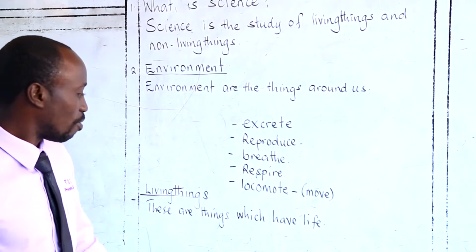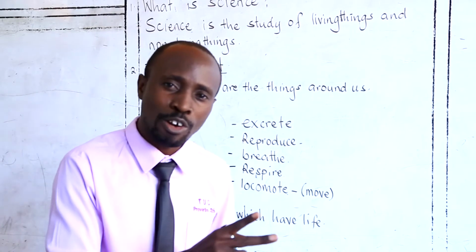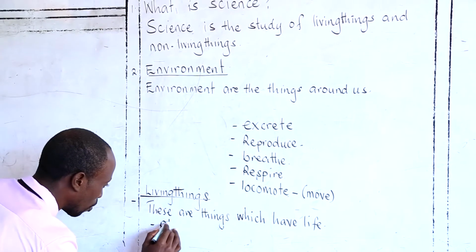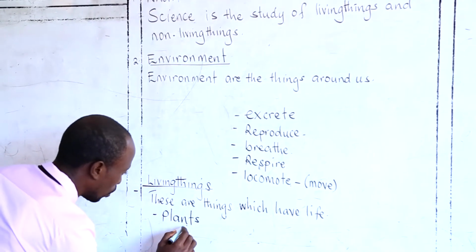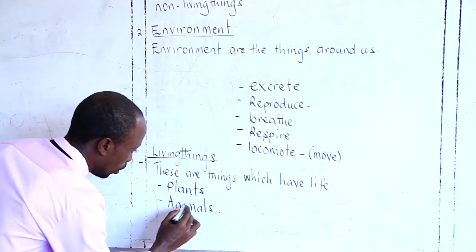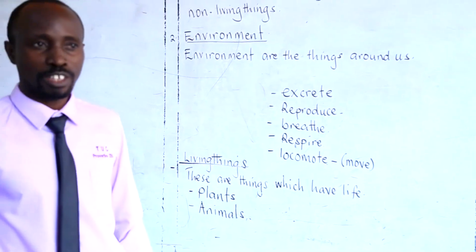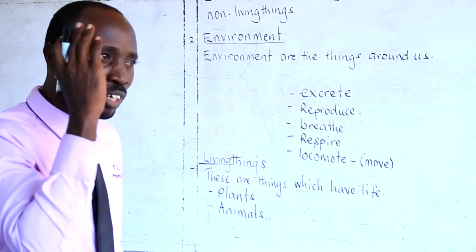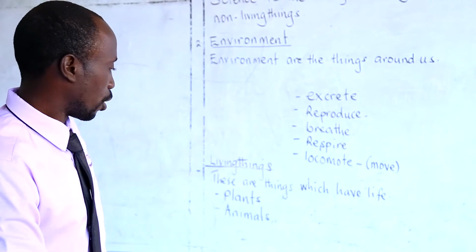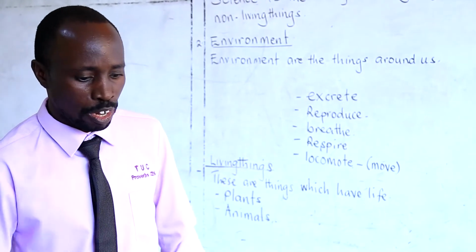How do we group these living things? They are only grouped into two categories. You are either an animal or you are a plant. So they include plants, and then animals. Plants and animals. There are only two categories of living things. So whenever I talk of living things, what comes to your mind? It is either a plant or it is an animal. Okay? There are only two categories or two main groups of living things.